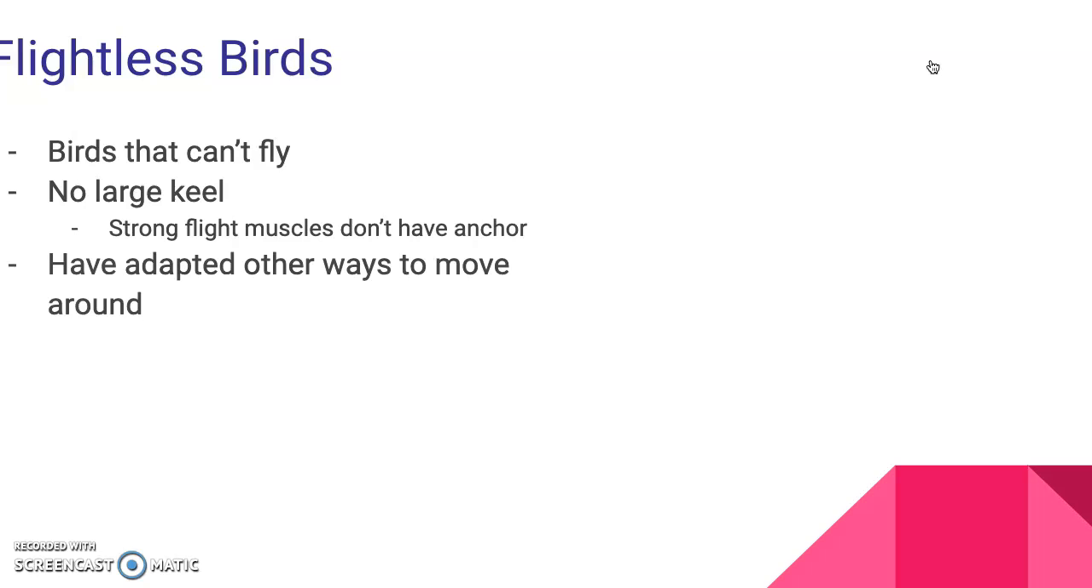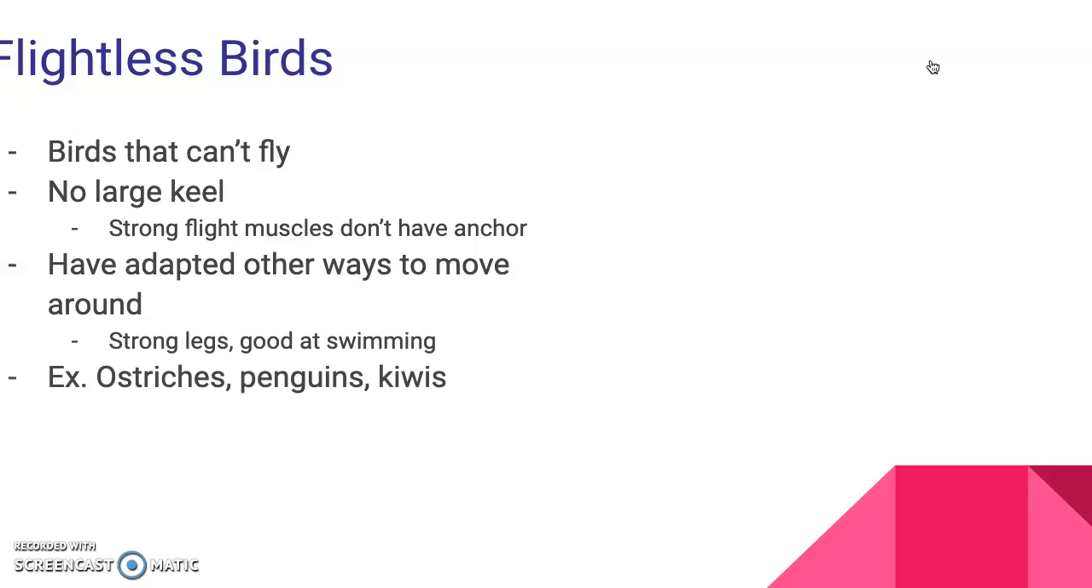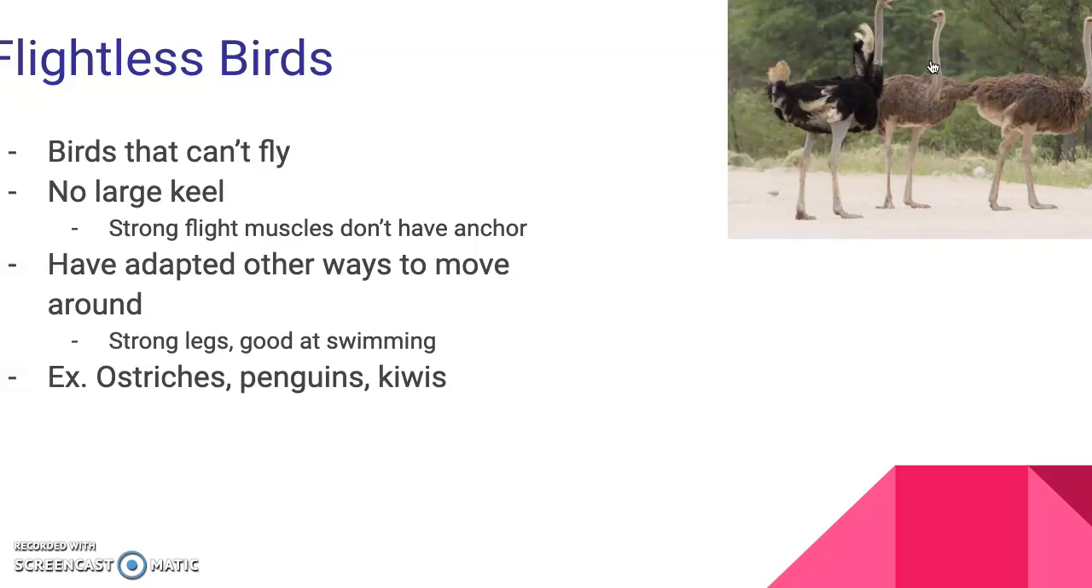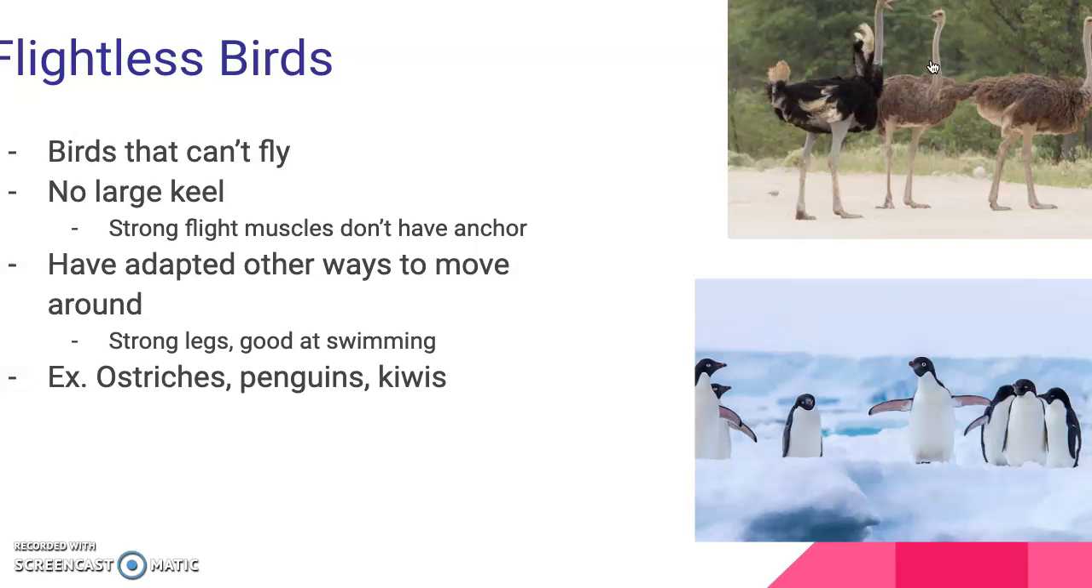So they've adapted other ways to move around, these birds. So some examples of adaptations would be strong legs and being good at swimming. And the examples I have on this slideshow are ostriches, which, as you can see, have long, tall, strong legs. Penguins, which don't fly, but they're really good at swimming in the water. And they actually do have a pretty large keel. They just don't use it to fly. They only use it to, quote, fly in water.